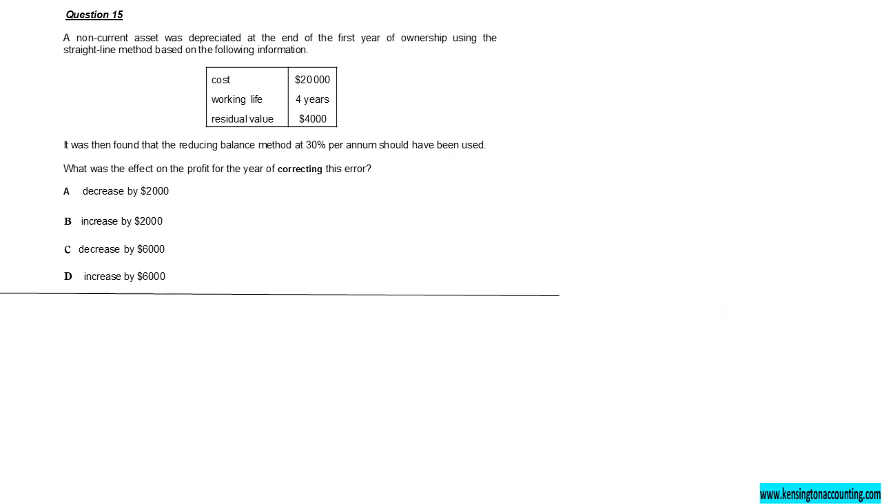Question 15 deals with depreciation. So initially, the asset was depreciated using a straight line method, which was incorrect. The correct method should have been the reducing balance method. Therefore, what we need to do is calculate the depreciation for each method and then make the correction.